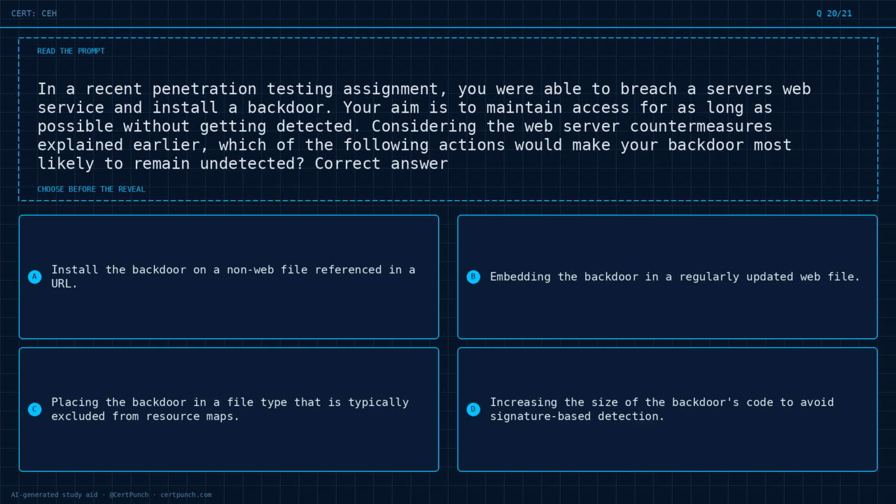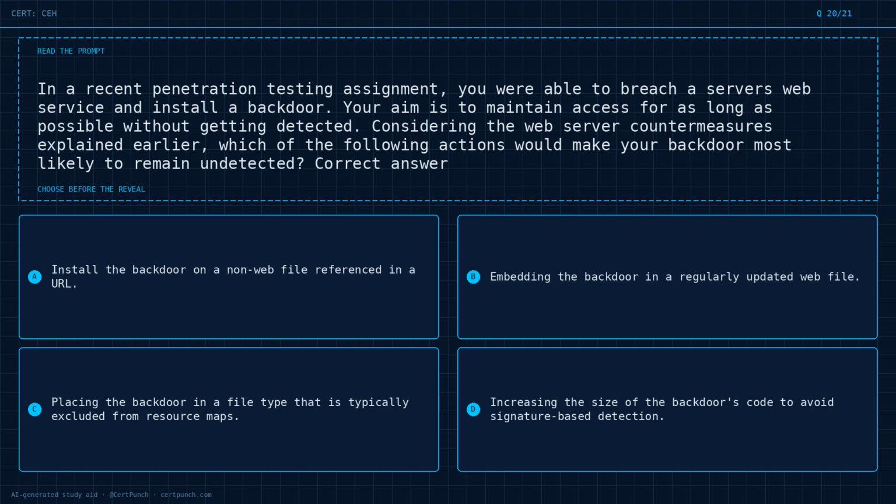Question 20 of 21. In a recent penetration testing assignment, you were able to breach a server's web service and install a backdoor. Your aim is to maintain access for as long as possible without getting detected. Considering the web server countermeasures explained earlier, which of the following actions would make your backdoor most likely to remain undetected?